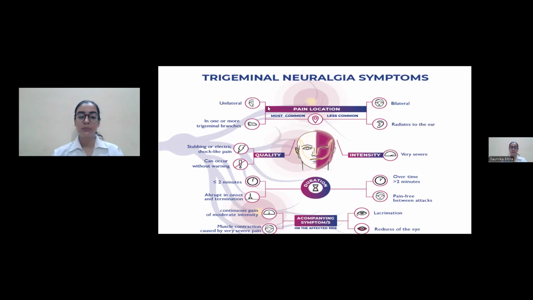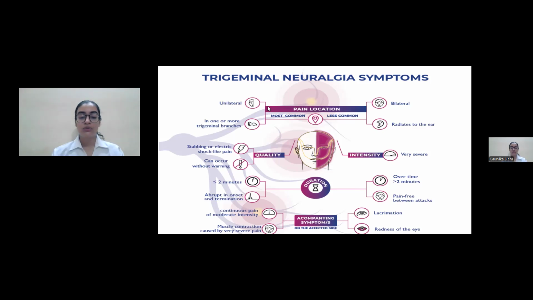The quality of the pain is that the patient will complain of a stabbing or electric shock-like pain, and it can occur without warning. The intensity of the pain will be very severe. The duration of the pain could be less than or equal to 2 minutes, and if it's frequent, it could also increase to more than 2 minutes and occur for a few minutes. There would be abrupt onset and termination of the pain, or the patient could also experience pain-free attacks as well.